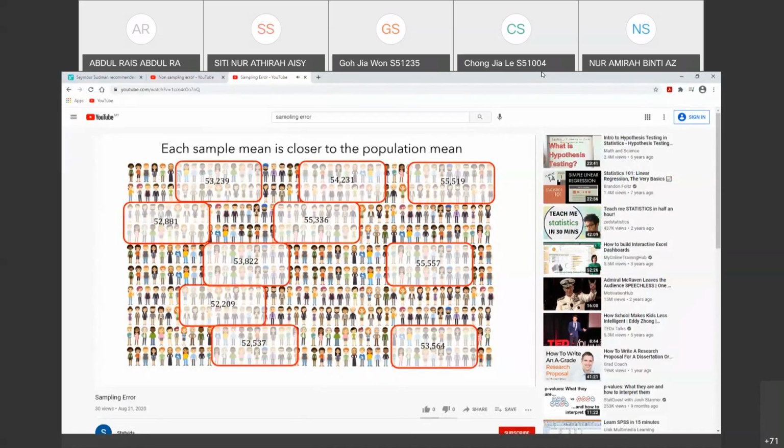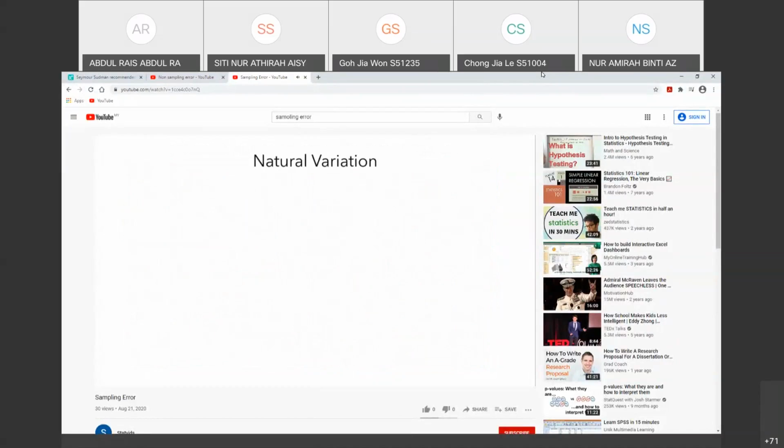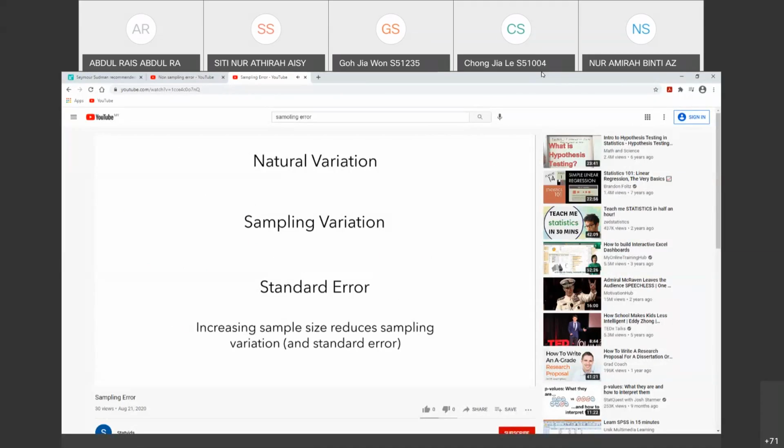Now, let's recap what we've seen here. We looked at the concept of natural variation among individuals in a population and saw how the combination of natural variation and sampling produced sampling variation. Sampling variation is measured by standard error. And finally, we saw how increasing the sample size reduces sampling variation, and thus the standard error.